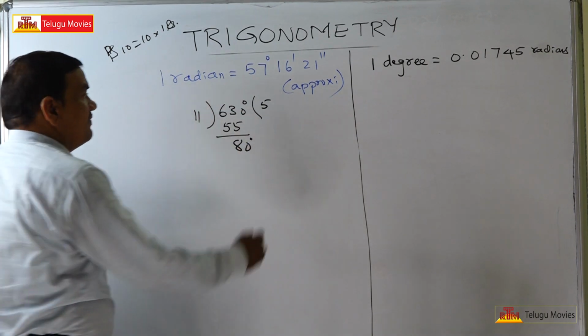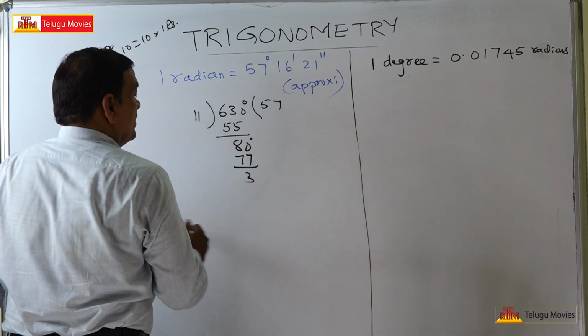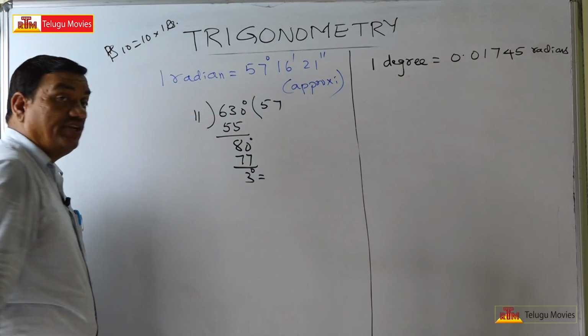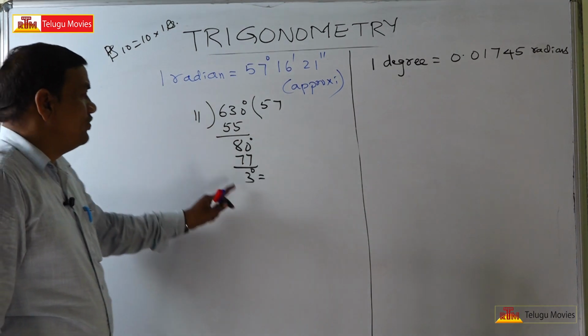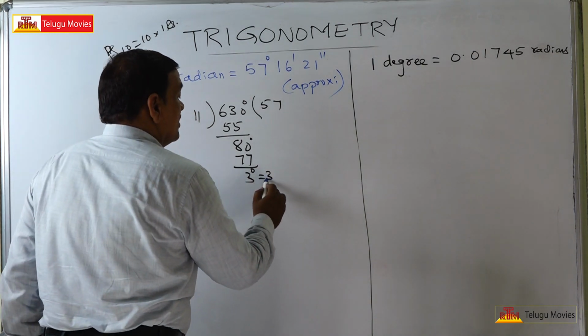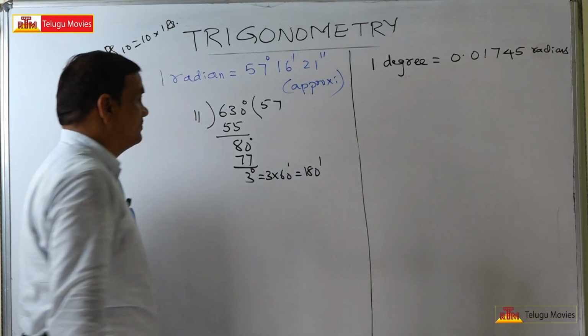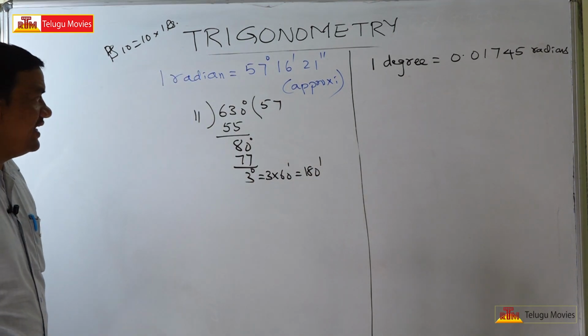Okay, now 11 sevens are 77. Here we have 3, which means 3 degrees. 3 degrees means, since we cannot divide further, 3 into 60 minutes, that is equal to 180 minutes. 3 degrees means 180 minutes.